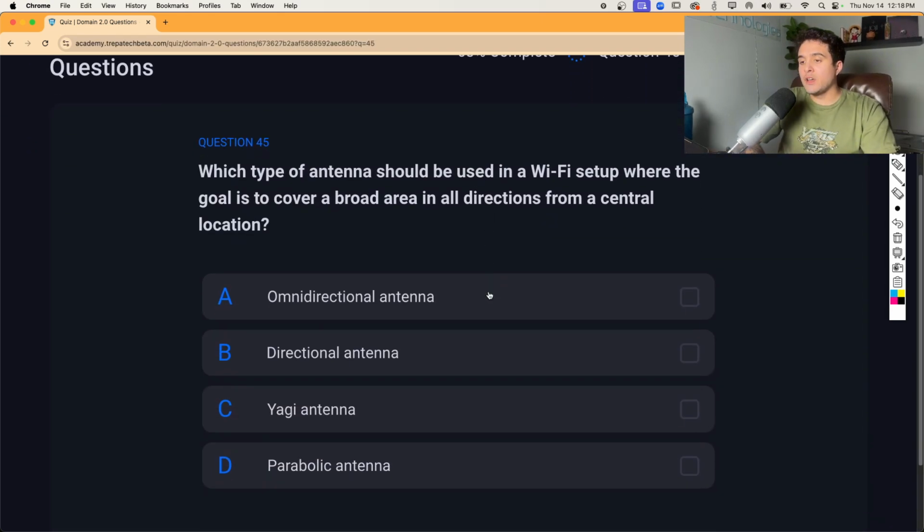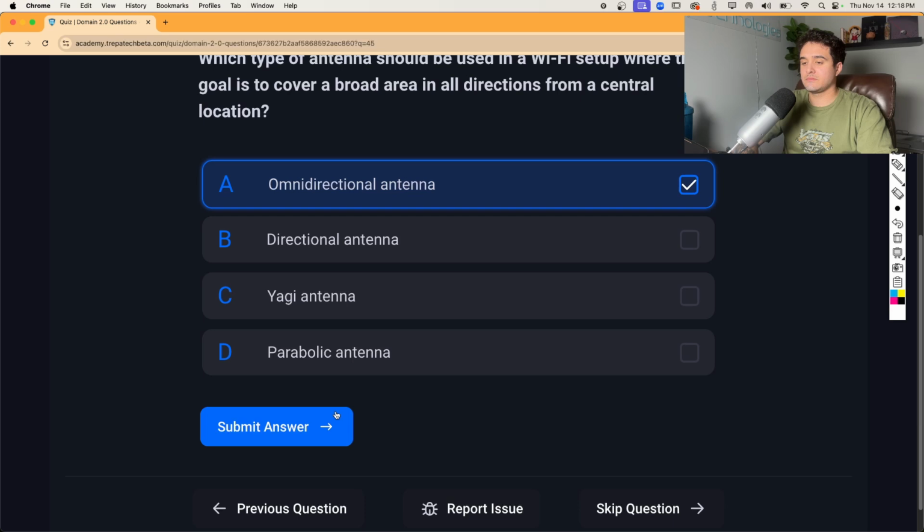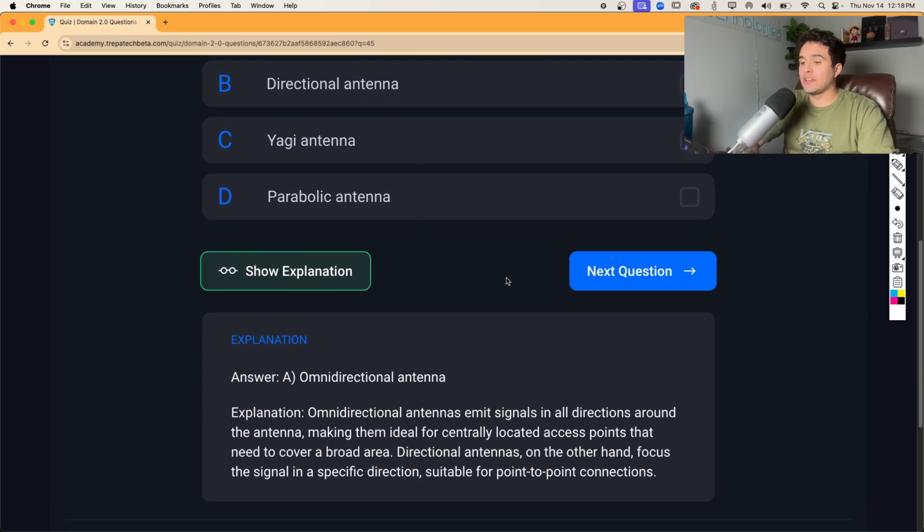Question 45. Which type of antenna should be used in a Wi-Fi setup where the goal is to cover a broad area in all directions from a central location? That's going to be an omnidirectional antenna. That's going to want to propagate 360 as much as it can. So omnidirectional antenna. Pause the video to read the explanation.